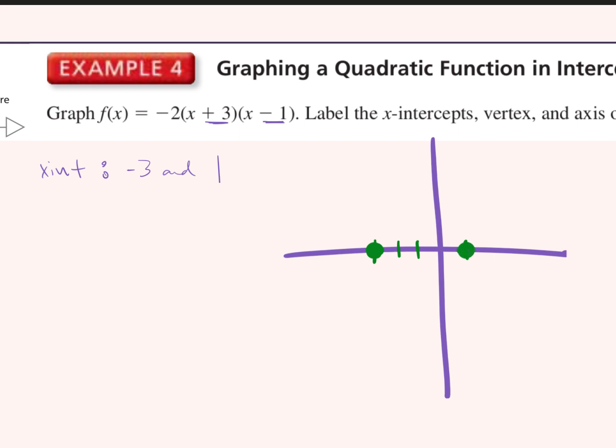It's not plus 3? Change the signs. If it's in parentheses, change the signs. Just like how we change the sign for our h because it's in parentheses. Change the signs.